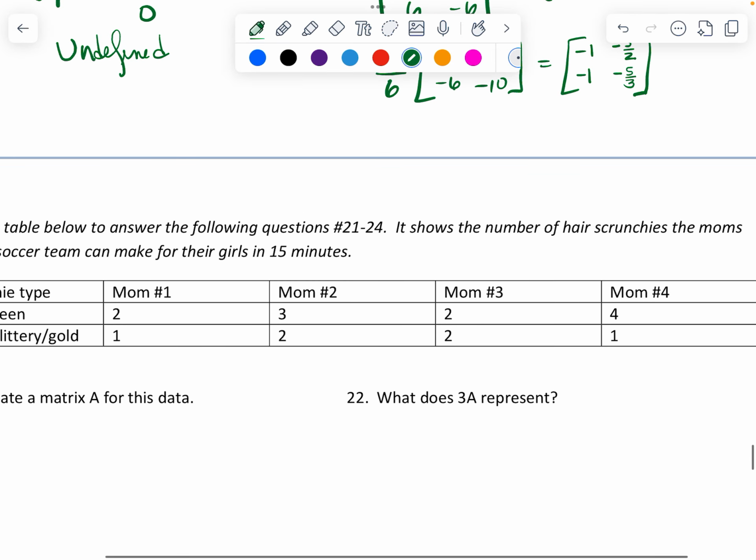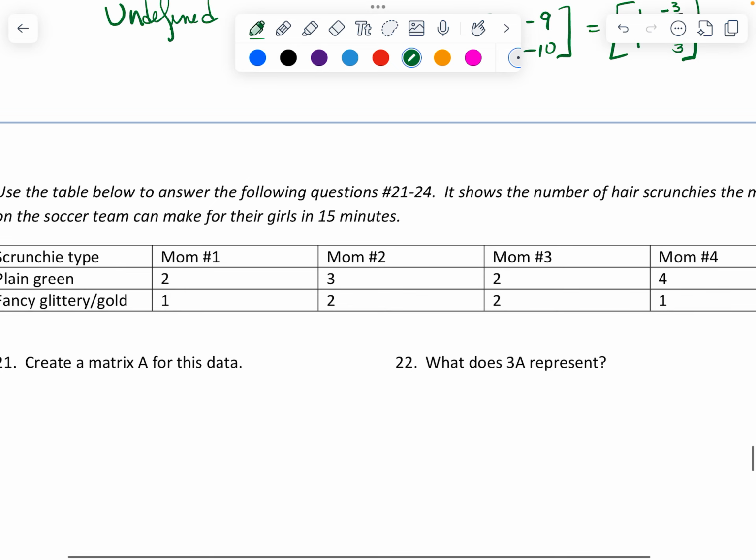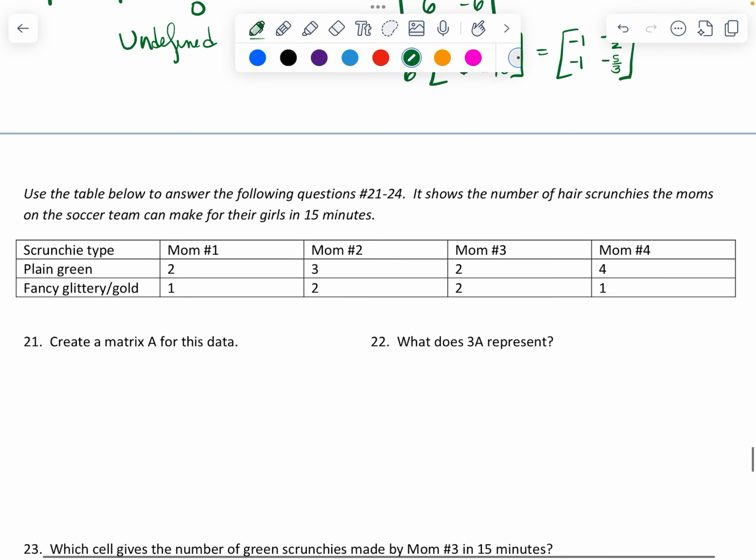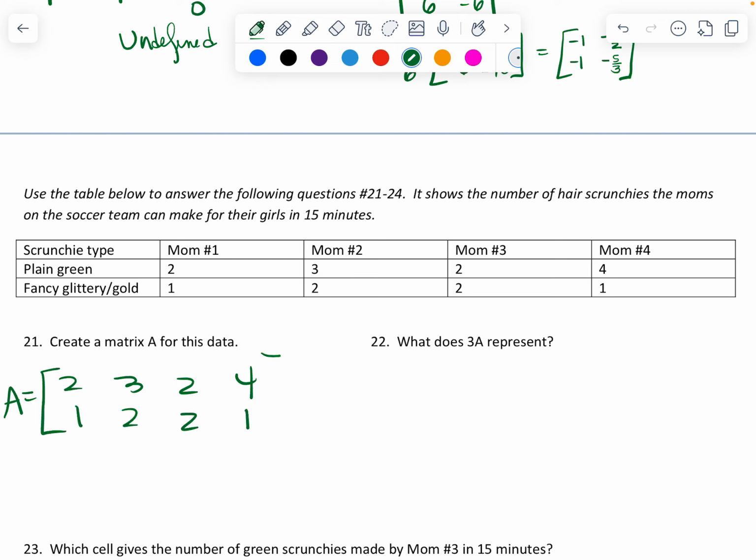Okay. Sorry, I'm trying to get it all in the picture. There we go. Use the table below to answer the following questions, 21 through 24. It shows the number of hair scrunchies the mom on the soccer team can make for the girls in 15 minutes. Okay, so first things first, I'm going to make a matrix. And I'm going to call it A. So that's going to be 2, 3, 2, 4. And then 1, 2, 2, 1.